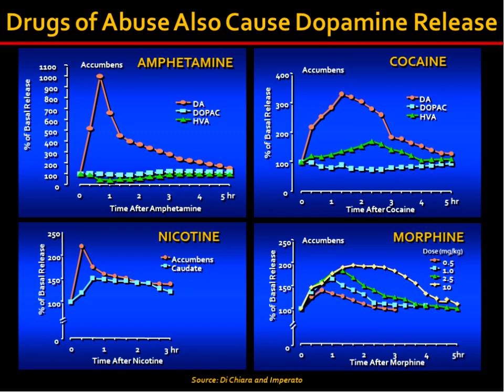But drugs of abuse also increase dopamine transmission in these same areas of the brain that mediate reward. But they do so at higher levels and for a longer duration than natural rewards do, which can make natural rewards seem somewhat less attractive by comparison. And here we have some examples from amphetamines, cocaine, nicotine, and morphine.